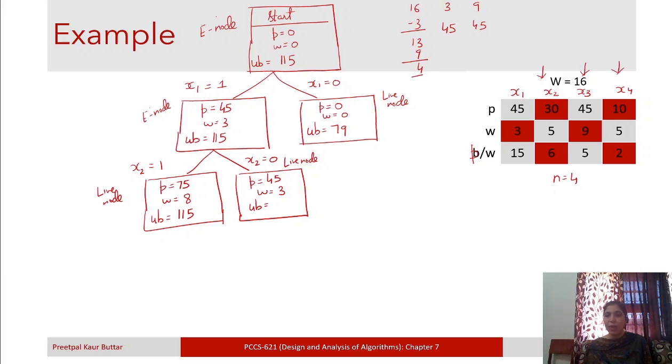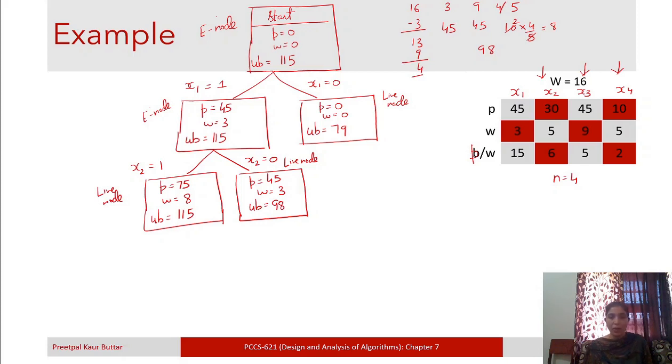Now let us move to x4. x4's weight is 5 and its profit is 10, but the knapsack capacity is 4, so we can pick only 4 units, that is 4 by 5. Profit will also be 4 by 5 of the total profit, so it is 8. So total profit is 98. So the upper bound is 98, right?